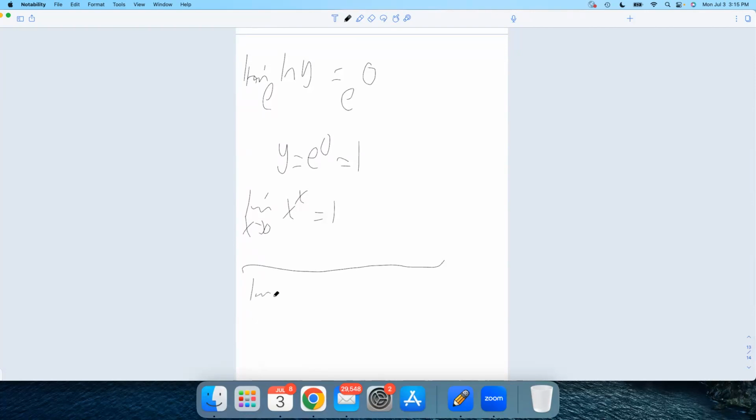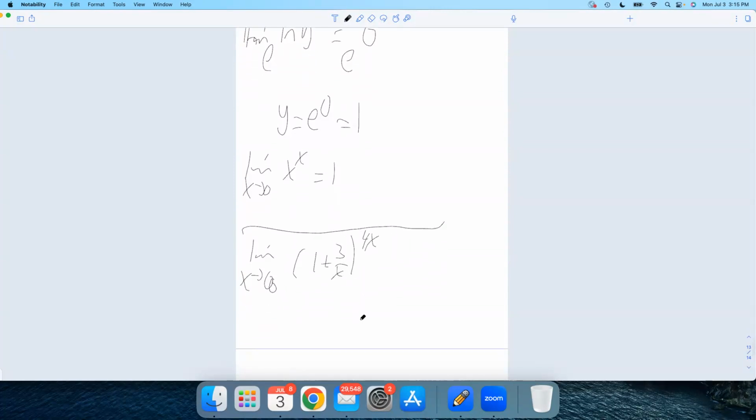What if I want the limit as x approaches infinity of 1 plus 3 over x raised to the 4x. So let's check our type here. When x gets really big, 3 over x goes to 0. The inside goes to 1. But the exponent goes to infinity. So this is type 1 raised to the infinity.